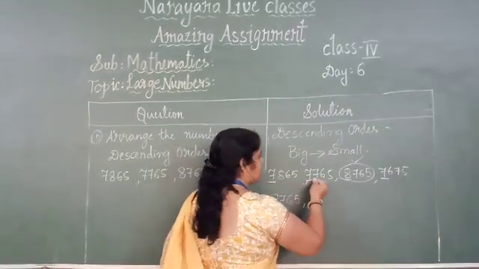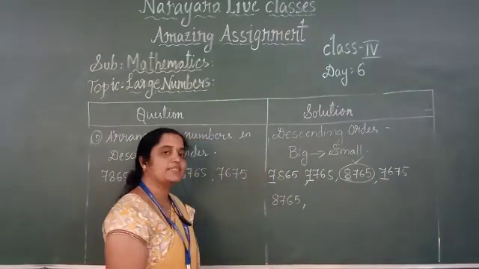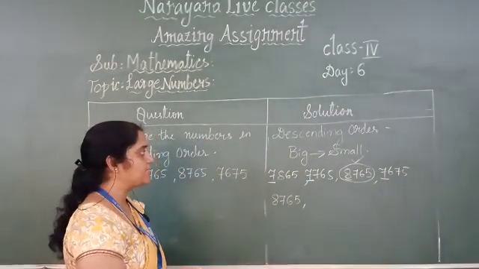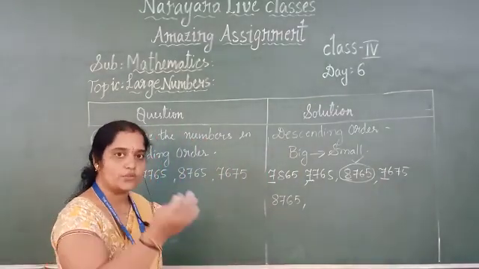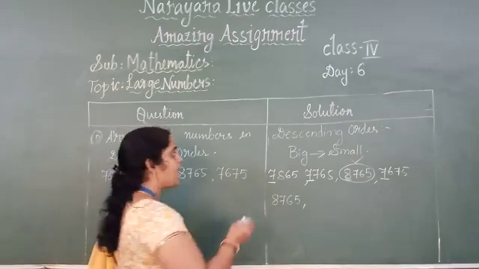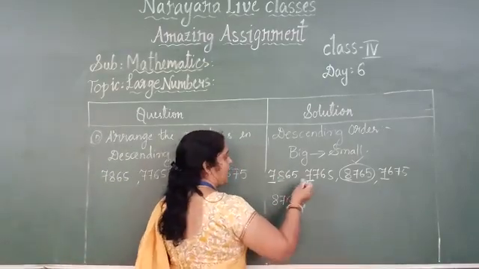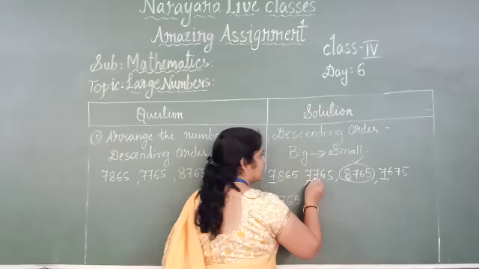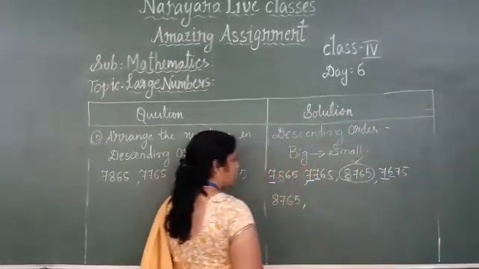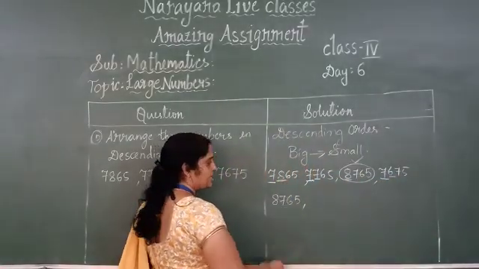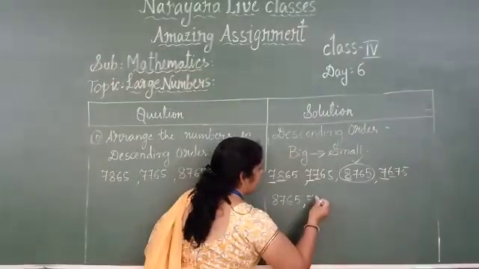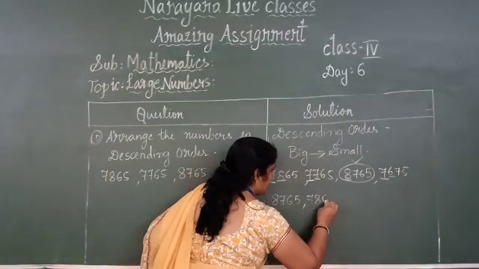Okay. Next, we have to check. Here also 7,000, here also 7,000. The highest places are repeated. If the highest places are repeated, we have to move on to the next place, that is hundreds place. Here 800, 700, 600. So 800 is the biggest number, 7,865.